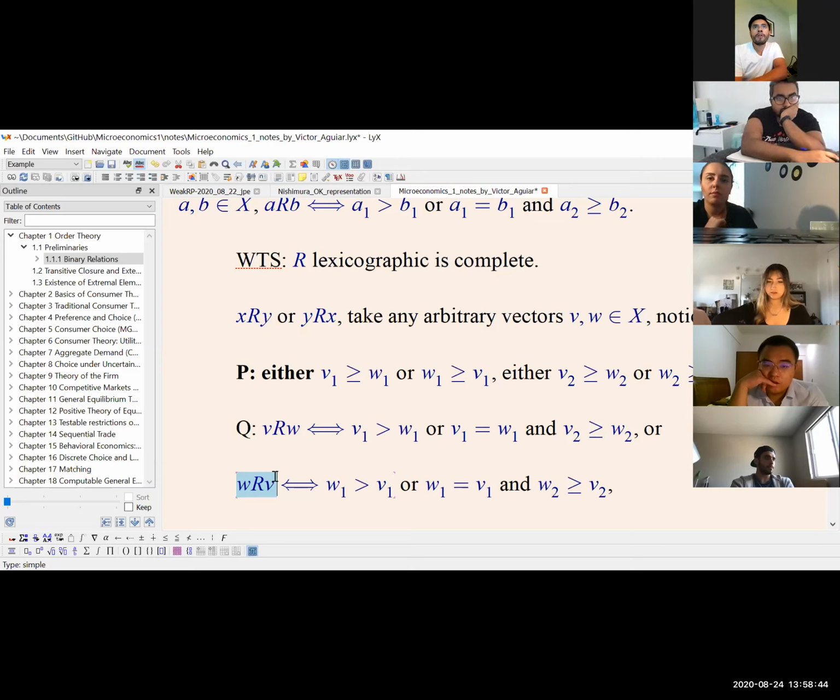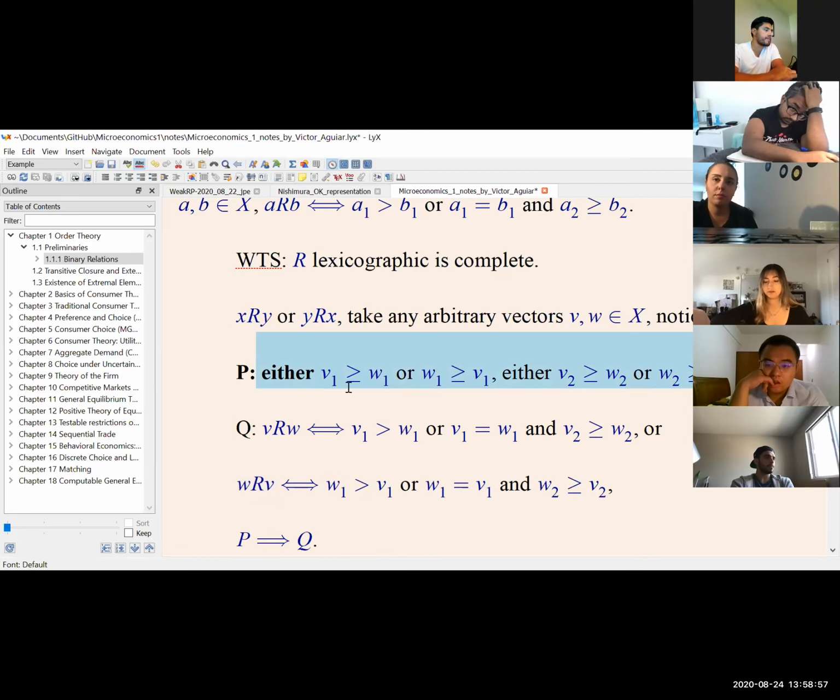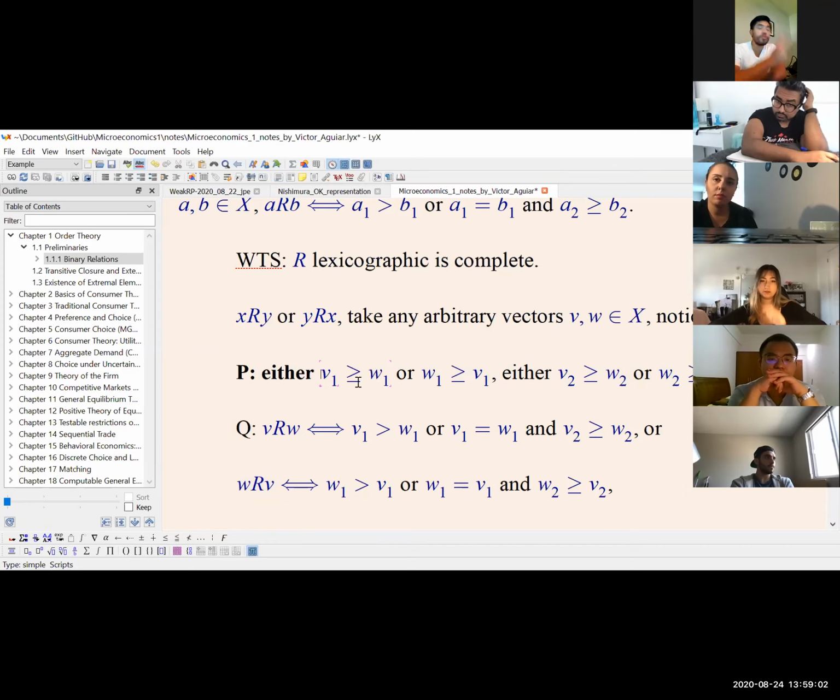And now I'm gonna try to prove it. In order to prove it, I'm just gonna use the full mathematical description of lexicographic. So what does it mean to be lexicographic? It means that if I take any two vectors, two things can happen. V1 is greater than or equal to W1, or W1 can be greater than or equal to V1. And then another thing that can happen is, of course, that the second entries can also be ranked either way. So what I'm saying at this stage is that entry by entry, there is a scalar order.